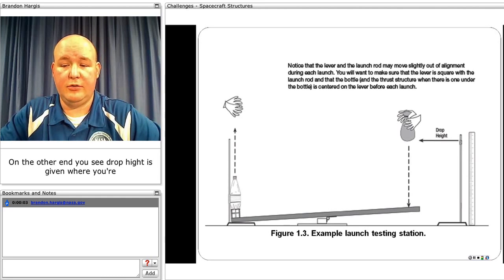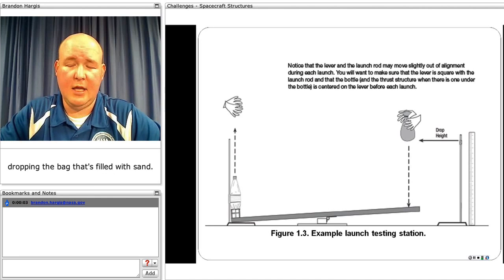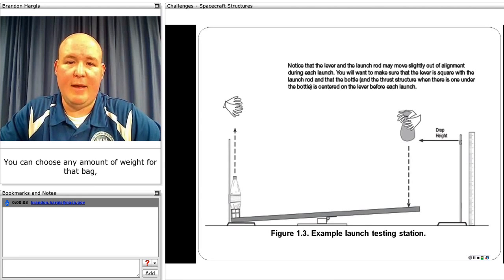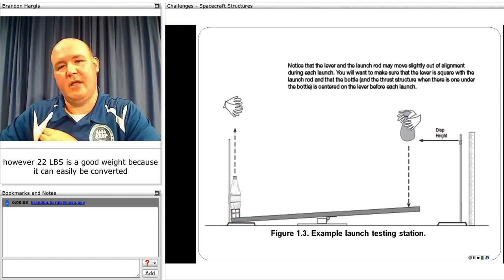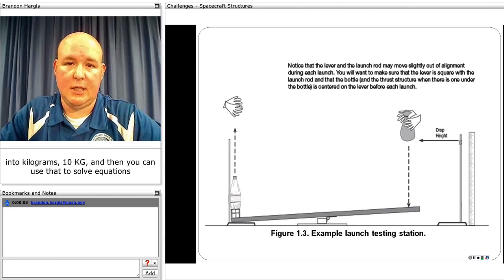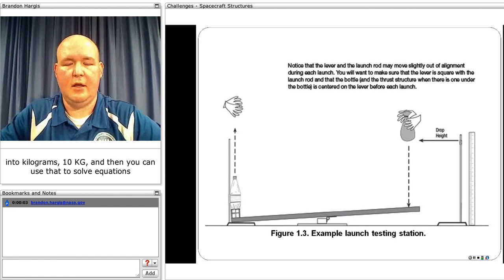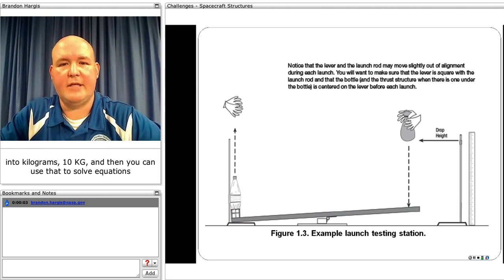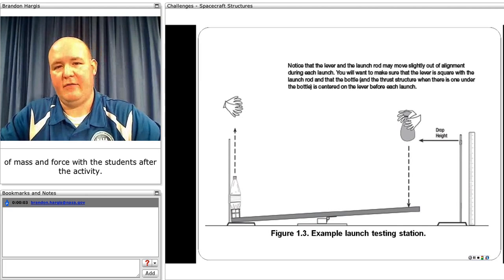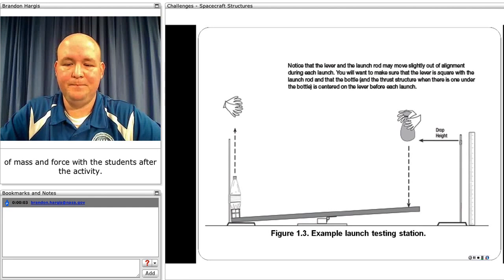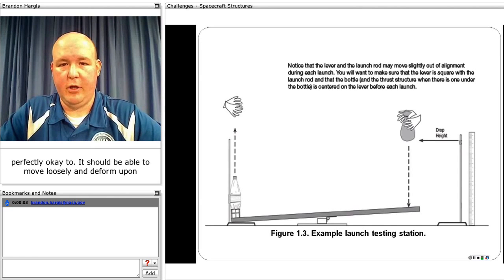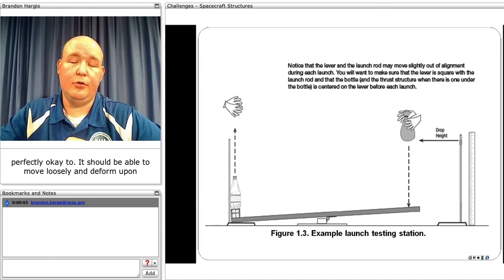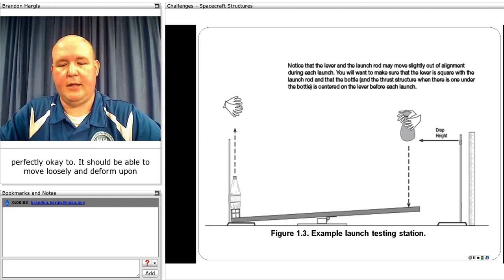On the other end, you see a drop height is given where you're dropping the bag that's filled with sand. You can choose any amount of weight for that bag. However, 22 pounds is a good weight because it can easily be converted into kilograms, 10 kilograms, and you can then use that to solve equations of mass and force with the students after the activity. You may also decide to use something other than sand, and that's perfectly okay too. It should be able to move loosely and deform upon impact.